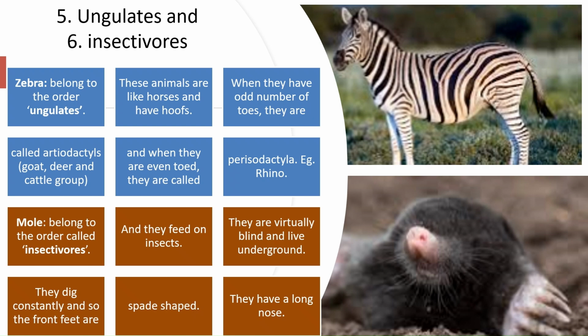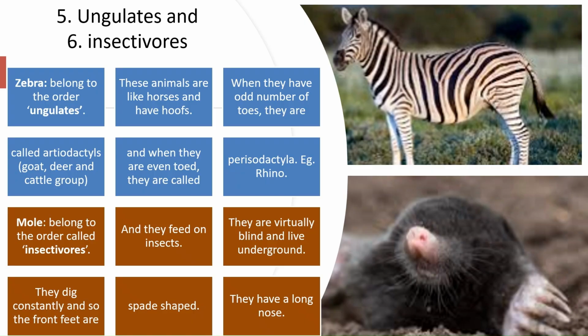Ungulates and insectivores. Zebra belongs to the order ungulates. These animals are like horses and have hoofs. When they have an odd number of toes, they are called artiodactyls. And when that is, the examples are goat, deer and cattle group. And when they are even-toed, they are called perissodactyls, that is rhino.